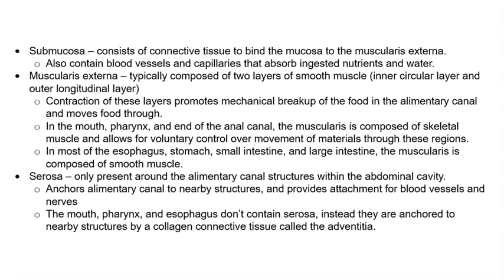And finally, last but not least, we see the serosa, which is a layer that is only present around the alimentary canal structures that are found within the abdominal cavity. The serosa functions to anchor the alimentary canal to nearby structures, as well as providing a place of attachment for both blood vessels and nerves. Within the mouth, the pharynx, and the esophagus, we see that those structures don't actually have a serosa surrounding them. Instead, they are anchored to nearby structures by a collagen connective tissue that's referred to as the adventitia.